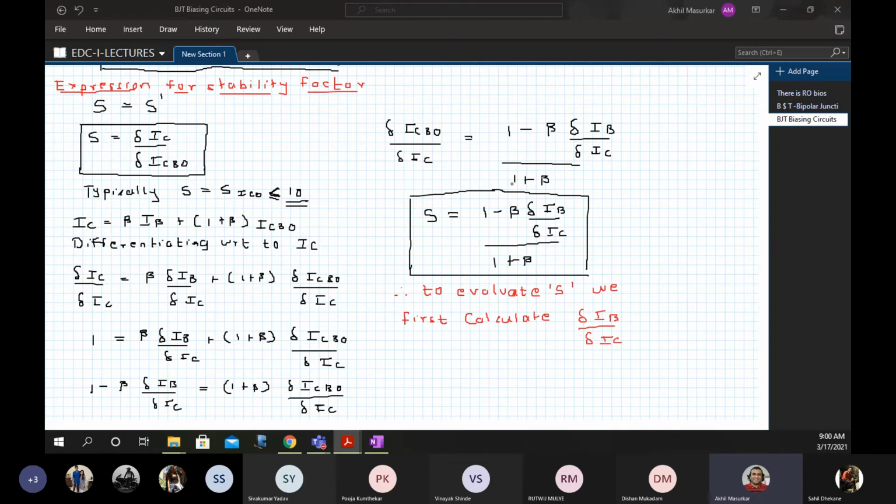Now how to actually use this for a given biasing circuit, that we will see after a small break of exactly 7 minutes. So we will take a small break of 7 minutes, and then in the exam we have something called analysis of BJT biasing circuits. There are 3, so we will complete the analysis of all 3. So take a break of 7 minutes, come back at 9:07.